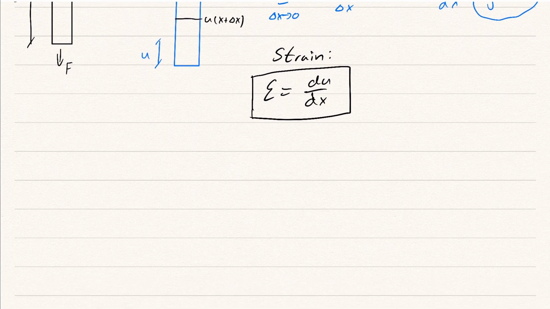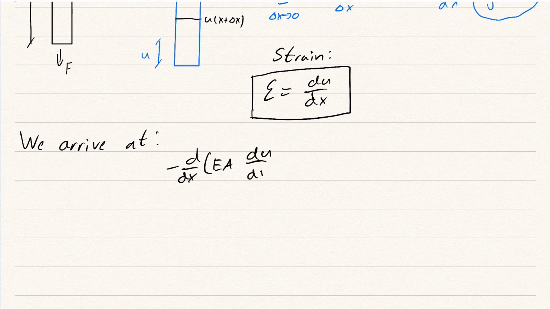Alright, now combine this. So finally we arrive at, if you combine all of this, we have d/dx of EA times du/dx, and this is equal to f. So this is our differential equation for x in 0 to L, and this is our differential equation.